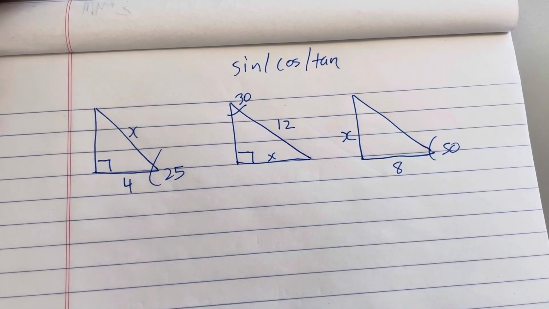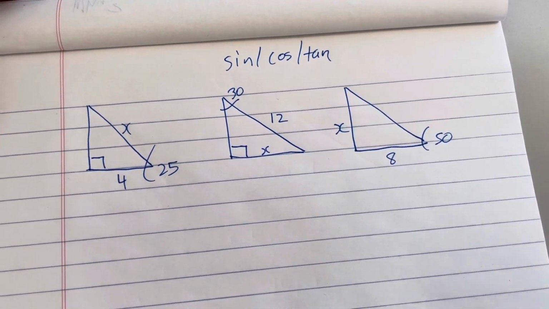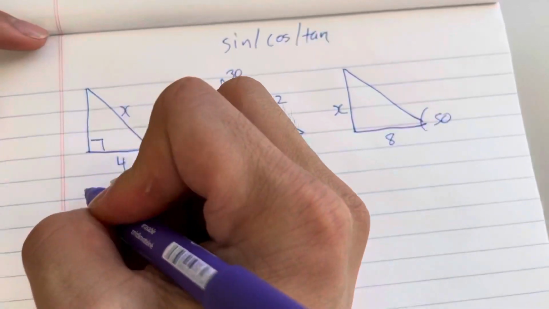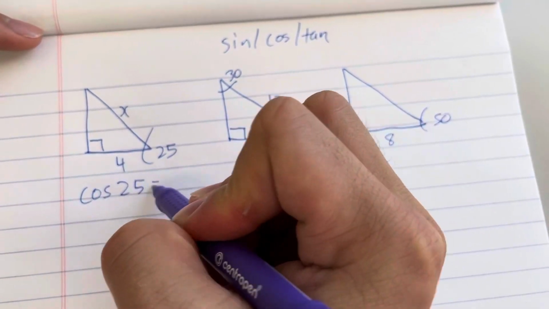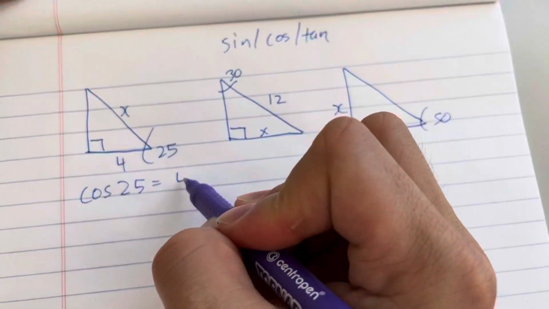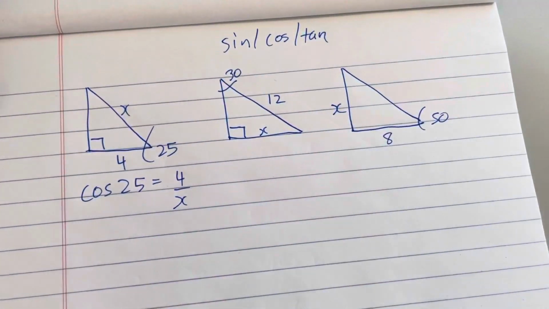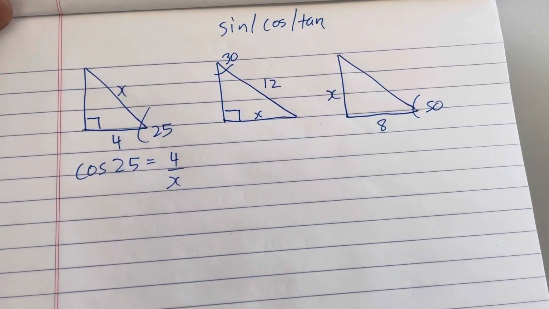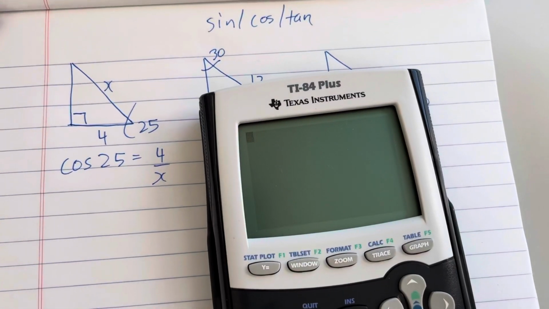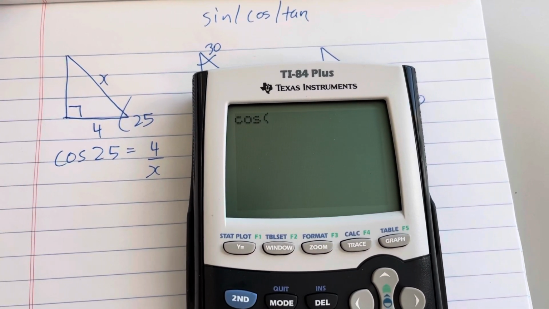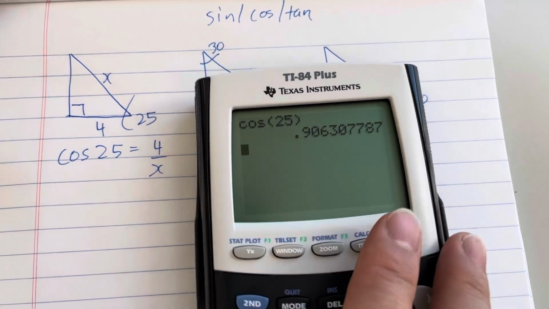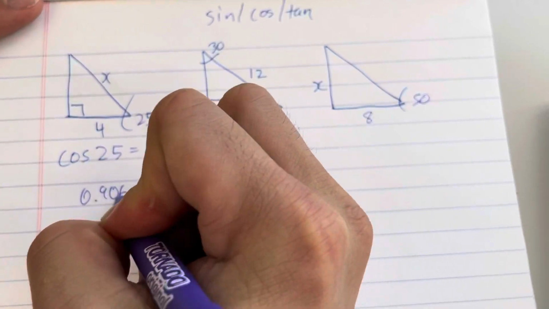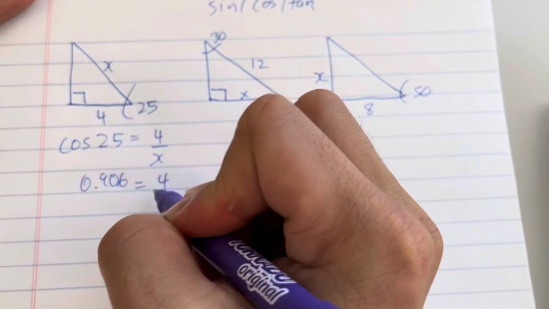Cosine, adjacent over hypotenuse. Because of this, here's how we are going to construct our equation. Cosine 25 is equal to adjacent, which is 4, over hypotenuse, which is x, okay? So that's how we construct it. Now, our job with this graphing calculator is to be converting cosine 25 into an actual value. So you press cosine, you press 25, and you get 0.906, okay? Let's round this to the nearest thousandths place: 0.906 equals 4 over x.